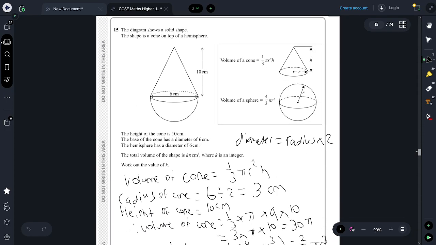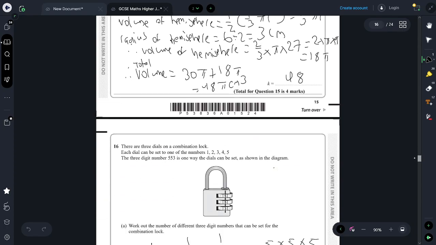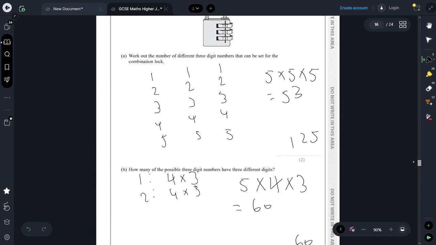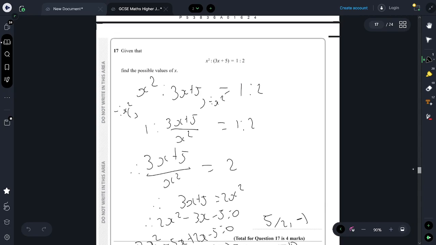Okay. Volume thing didn't really come up. This didn't really come up either. Okay, yeah, this I predict will come up. Maybe not in the non-calculator, but there would definitely be. I've seen it on like every single paper.